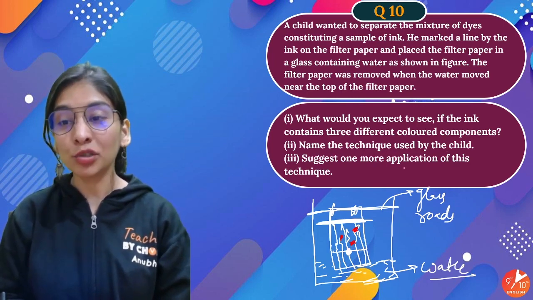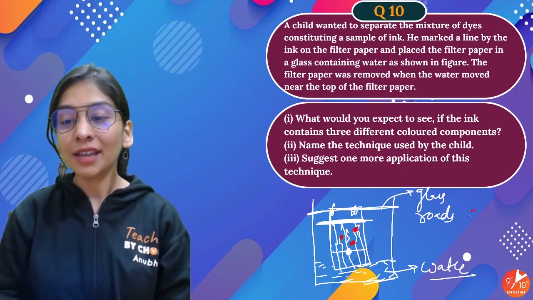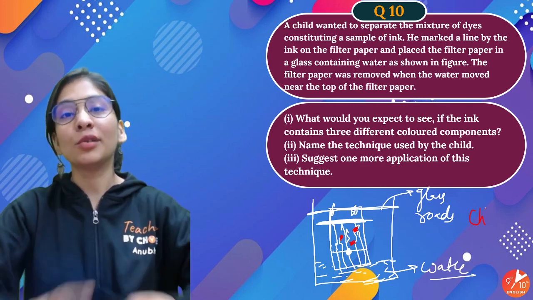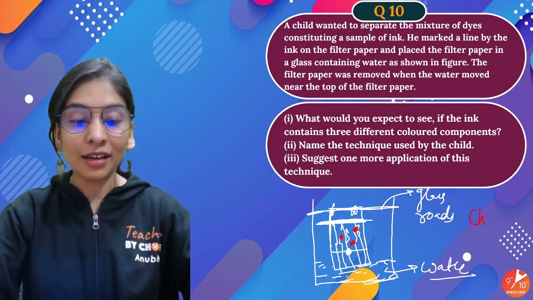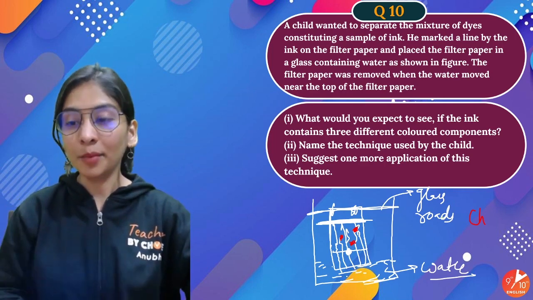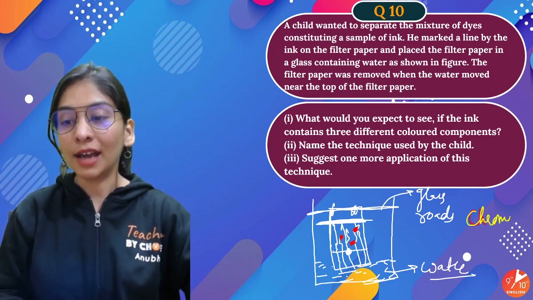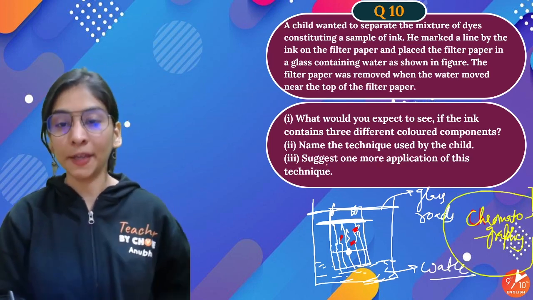Name the technique used by the child. It's so evident, that's nothing but chromatography. Chroma means color, graphy for graph. So the technique is nothing but chromatography. That's how we do it. Or you can also say paper chromatography.